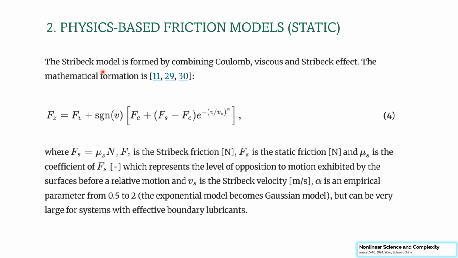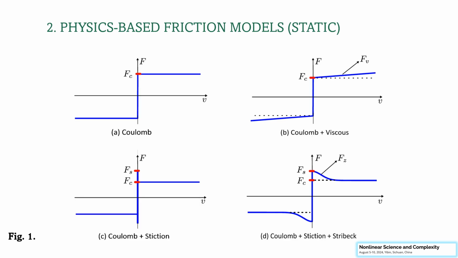In the next iteration, we find the Stribeck model, which is formed by combining Coulomb, viscous, and Stribeck effect. The Stribeck effect term is visible here in equation 4. Here are the subsequent realizations in graphical form, on the characteristics dependent on the relative velocity of motion.